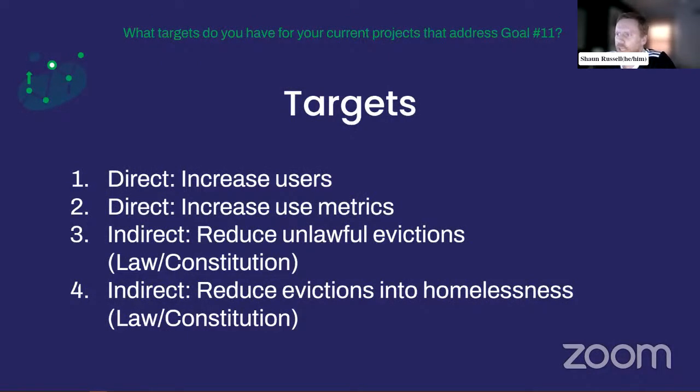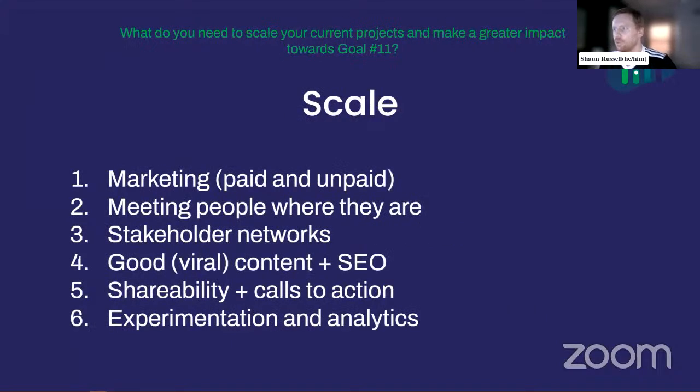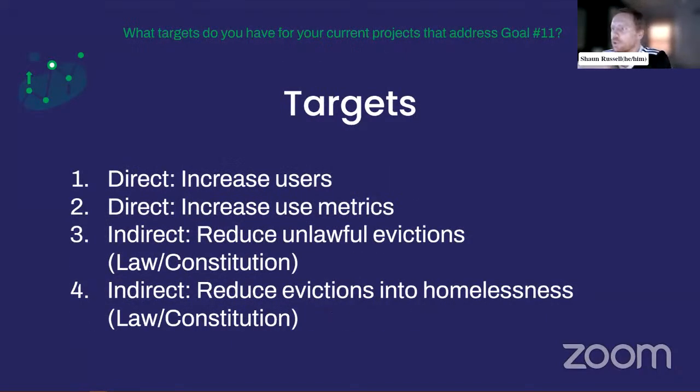So just looking at our indirect targets, just to answer the questions that were asked of us. Our two main overall objectives are to reduce unlawful evictions and to reduce evictions into homelessness. And these are very difficult to track. What civic technology allows us to do is to track these kinds of things, but it is still very difficult to do. So what are our direct targets? We make this assumption, and we do a lot of research on how we can get from our users if we are reducing unlawful evictions and reducing eviction into homelessness.